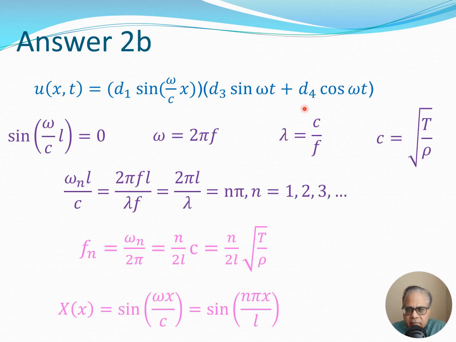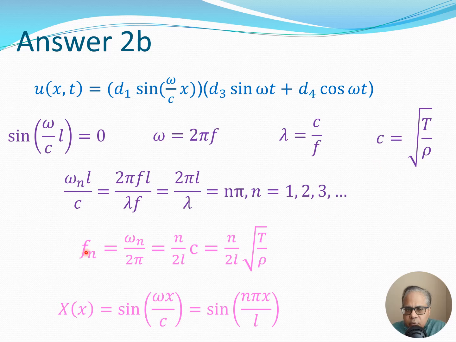Now before we move to that, we'll just summarize the fact that the solution at this point has become d1 sine of this particular function of x and the function of time, because d2 has been set to 0 from the boundary condition. Now of course we have sine of this particular value to be 0. Now remember that omega here is the frequency, sometimes known as the radial frequency, and this is equal to 2 pi f, where f is actually the natural frequency of this system. Now one more relation is there, that is the wavelength lambda is c by f, and c is of course root T by rho.